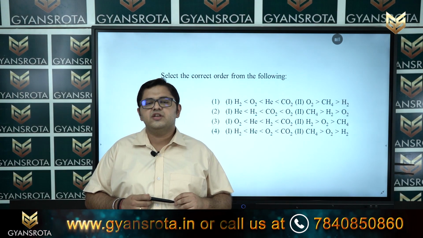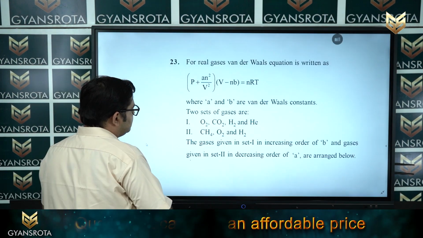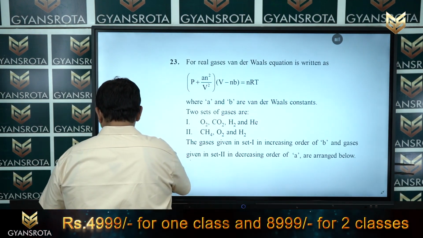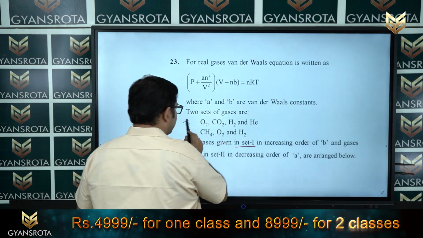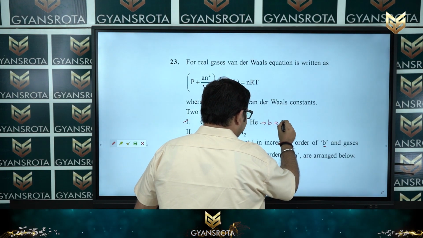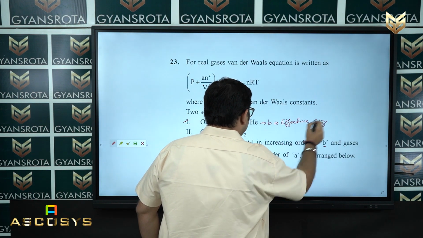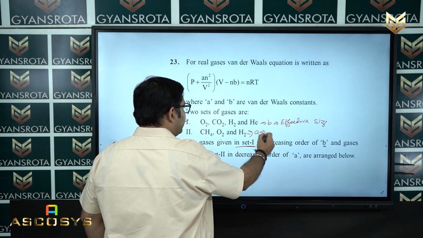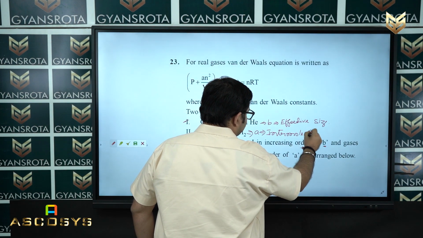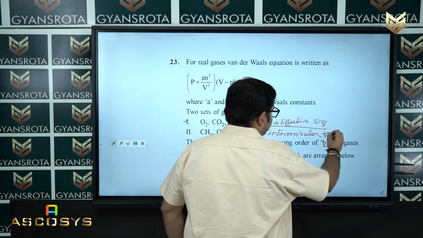So, select the correct order from the following. Now we are moving to the solution part, and this question comes from the states of matter chapter of your class 11 NCERT. If you see, they told you that set 1 gives the increasing order of B, and B indicates the effective size, and A gives you the intermolecular force of attraction. So, B gives you the information of effective size, and A will give you the intermolecular force of attraction.